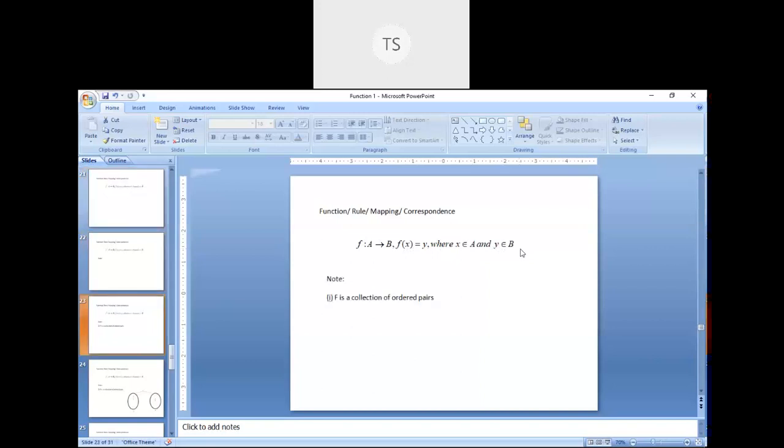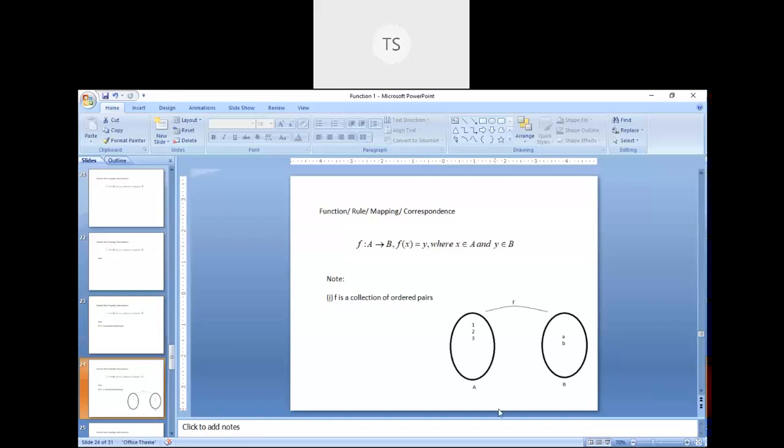Now this is the first note. I have already explained that f is a collection of ordered pairs, because f is a special kind of relation. Now, what are relations? Relations are some ordered pairs. So, in this way, we can say that f is also a collection of ordered pairs.